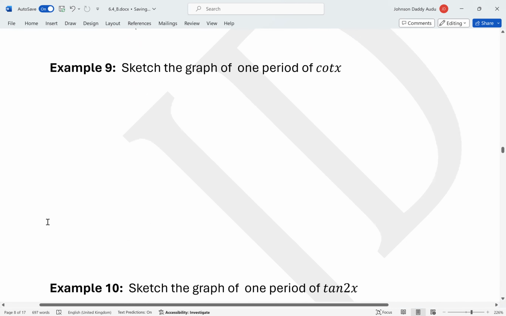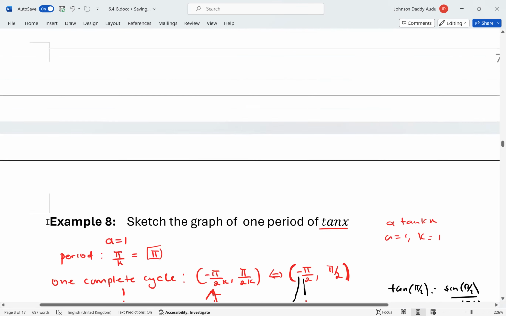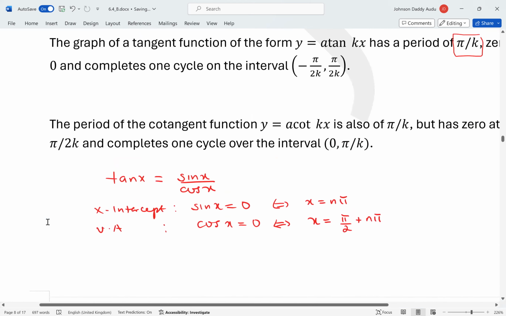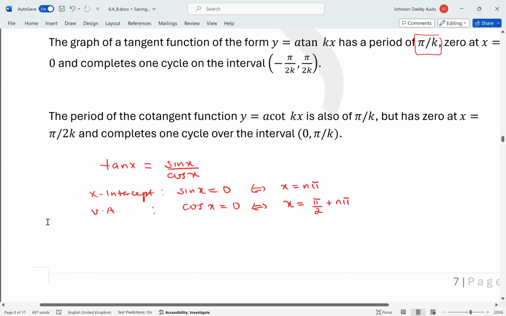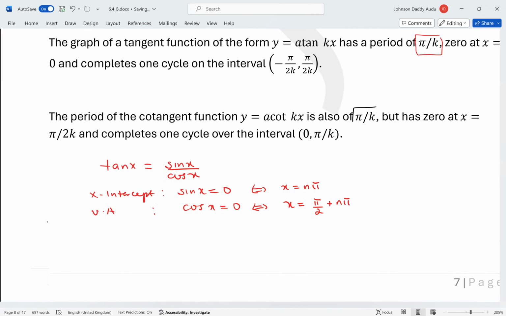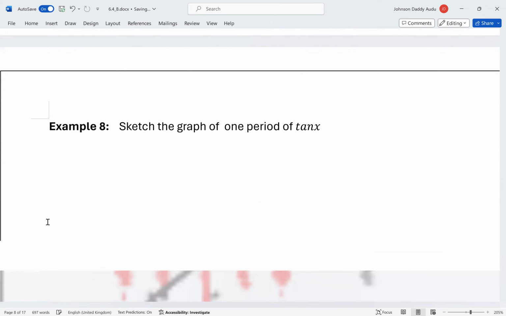So in the same way, let's draw one period of cotan. Now, for cotan it is similar. We need to discuss this. I think we have it here. For cotan, the period is also pi over k, but one complete cycle is completed from 0 to pi over k. This is simply because the vertical asymptotes are different. Remember, the vertical asymptotes for cotan are going to be the zeros of sine. And what are the zeros of sine? They are n pi. So let's do this now.